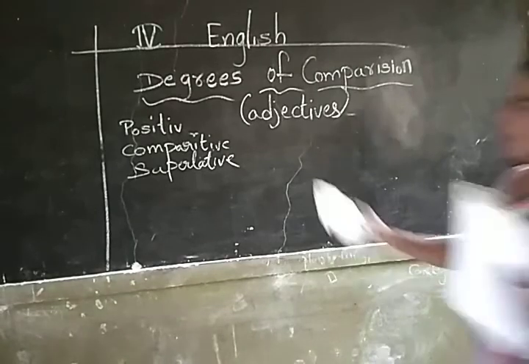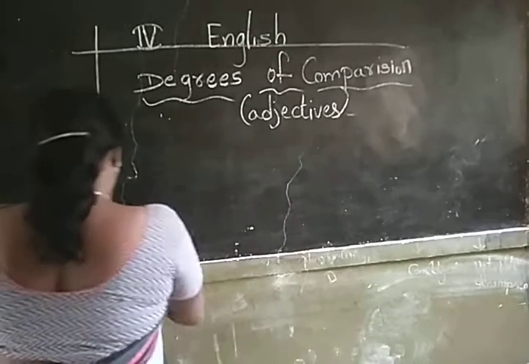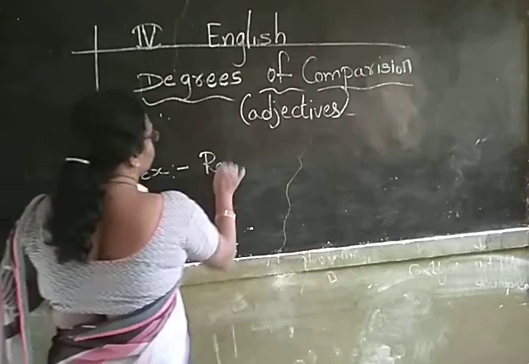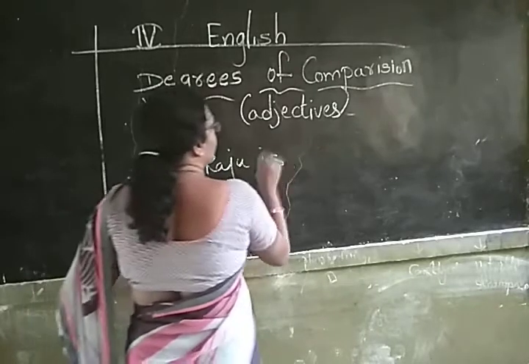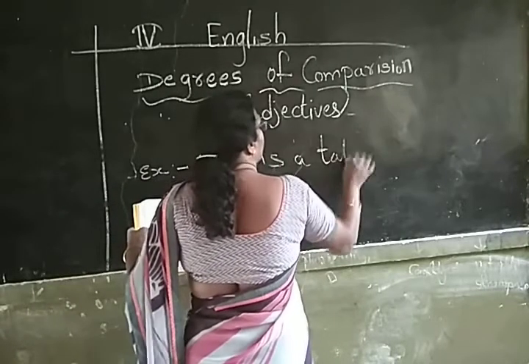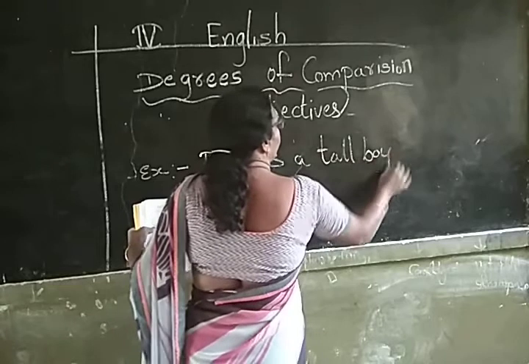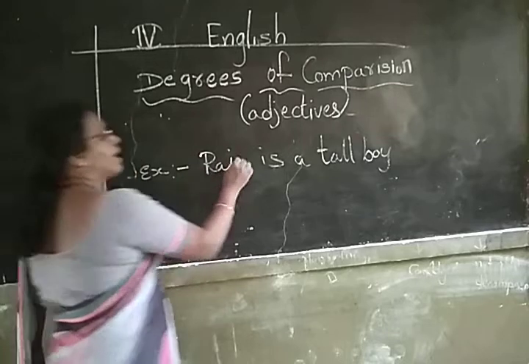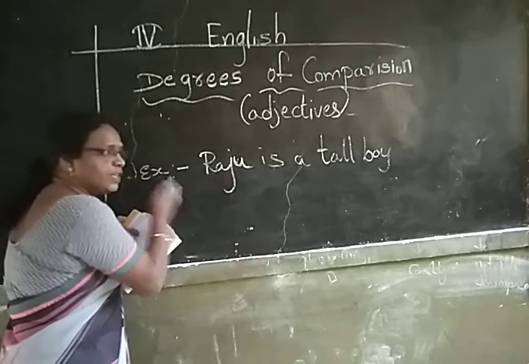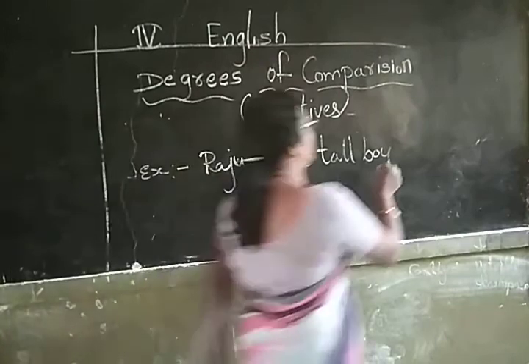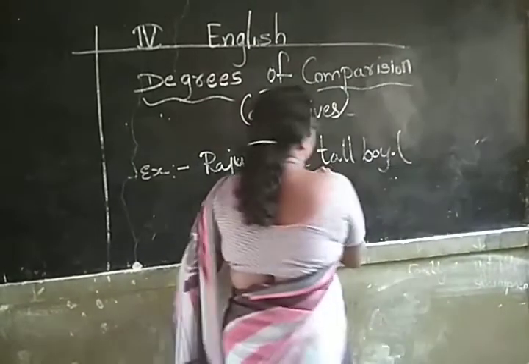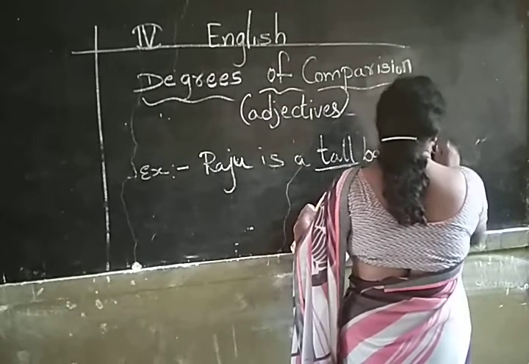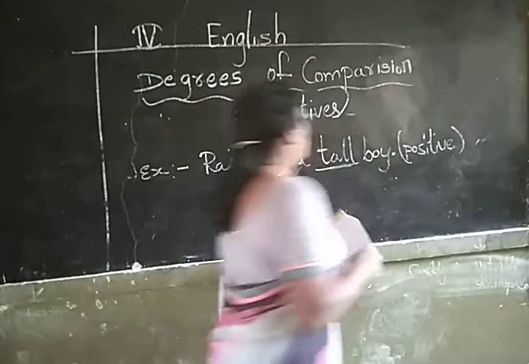For example, see here. Raju is a tall boy. Here, I am talking only about Raju in the class. Only one person. So it is a positive degree. Here the adjective is tall. Positive degree, okay, Nana.